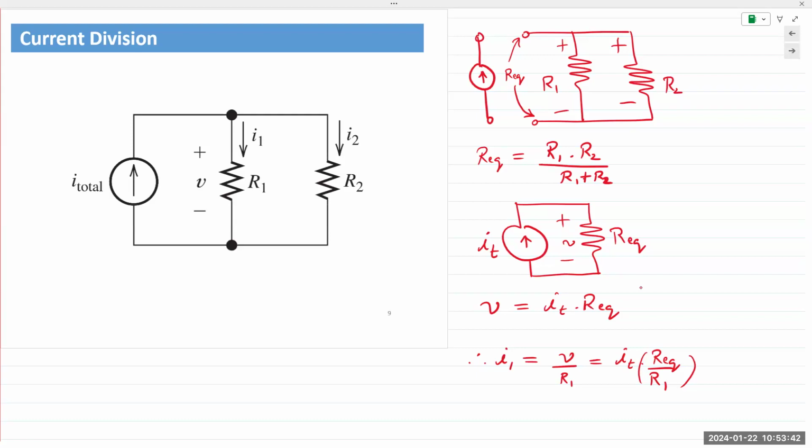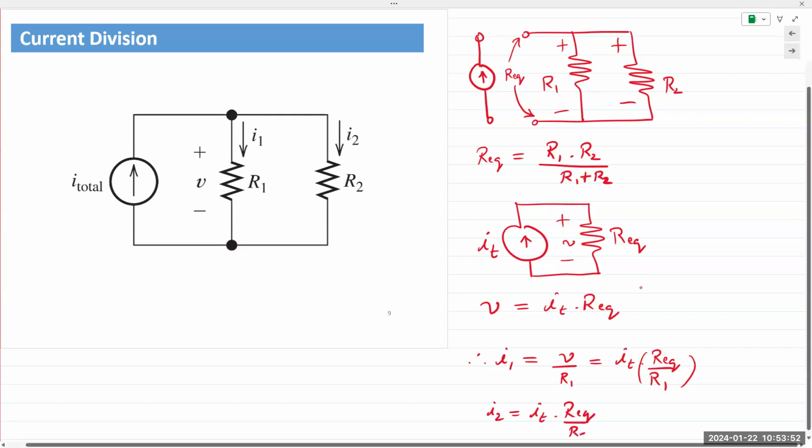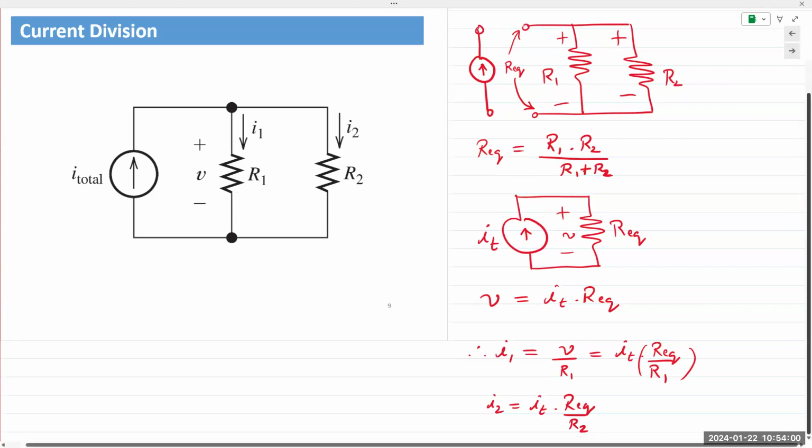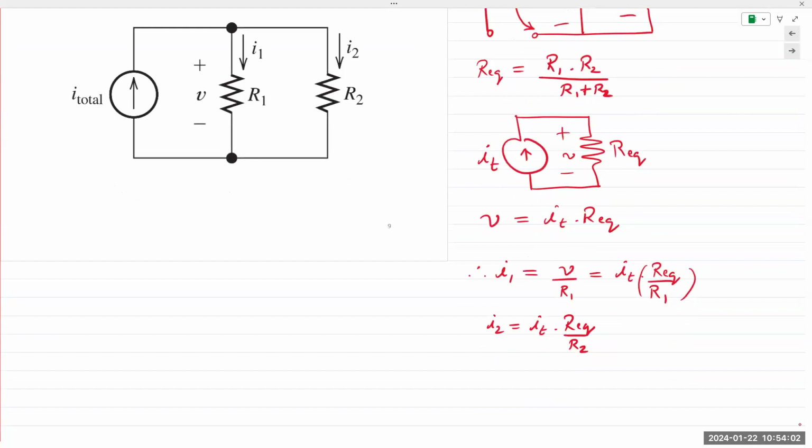I2 is the same. I2 would be IT times Req over R2.